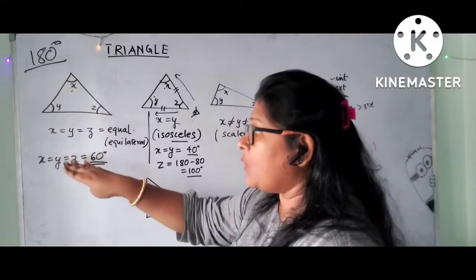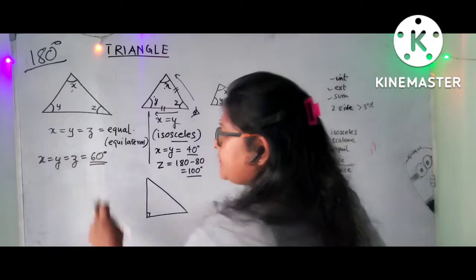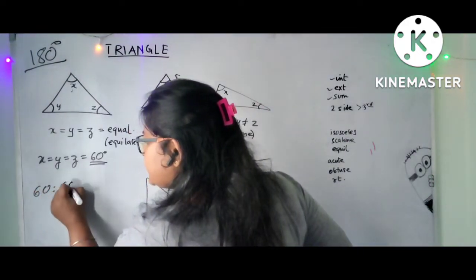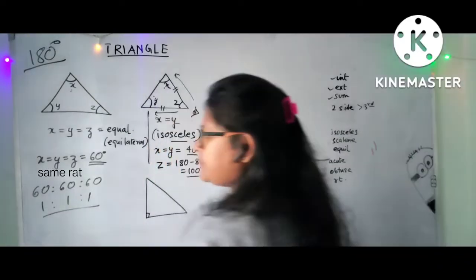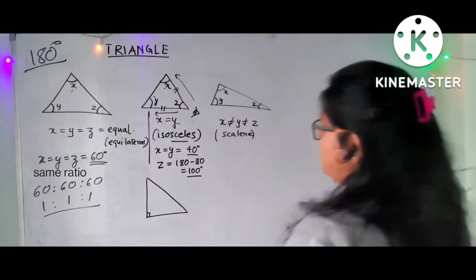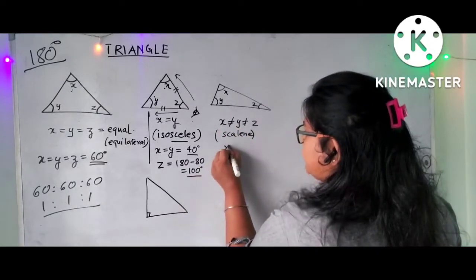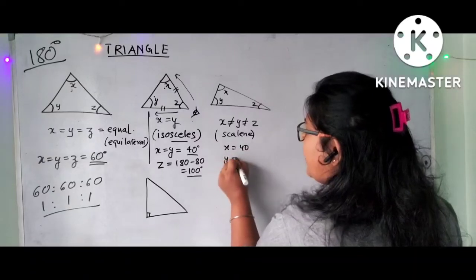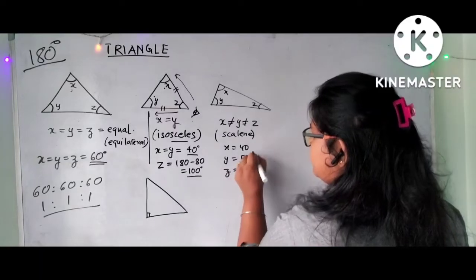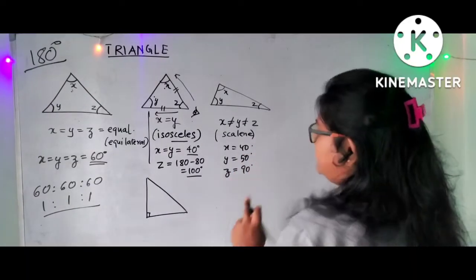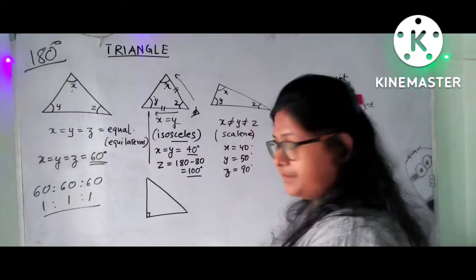Okay, this is like the only example of an equilateral triangle, because these three angles are actually 60 degrees, 60 degrees, 60 degrees. That means they are in the ratio of 1:1:1. Clear? Alright. In case of scalene, I told you there may be different angles. Suppose x can be 40, y can be 50, z will be 90. These three angles, each of them is different. So it's an example of a scalene triangle.